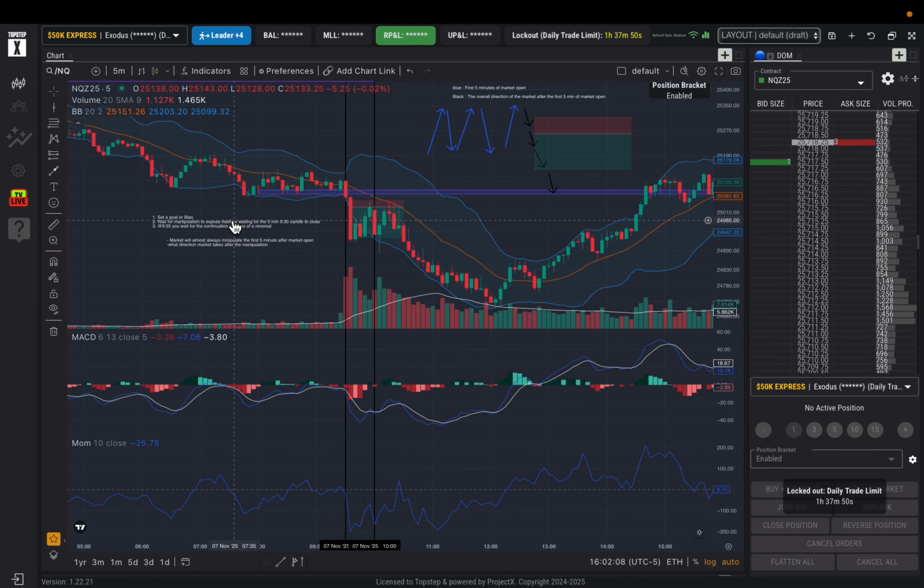So you wait for manipulation to expose itself for the first 5 minutes, right? So you wait for the 5 minutes to close, right? Then at 9:35, you wait for the continuations or signs of reversal. Here it was continuation. As you can see, momentum just dropped, right? No signs of reversal down here. Volume high. So you just follow it.